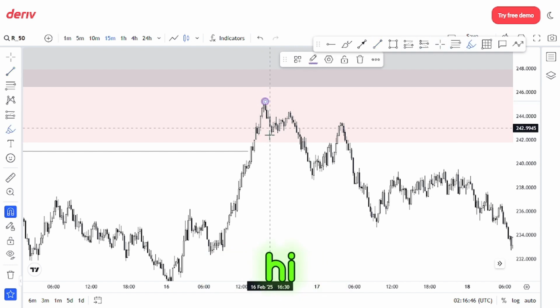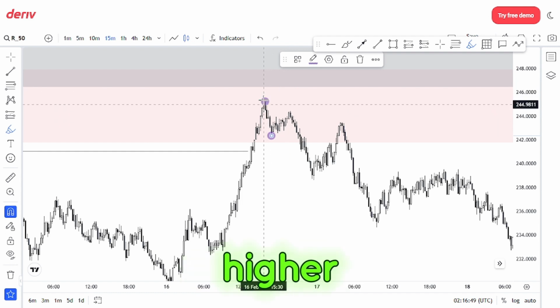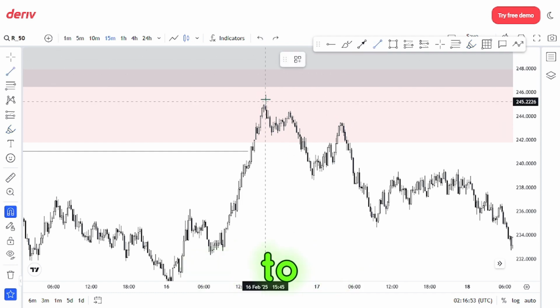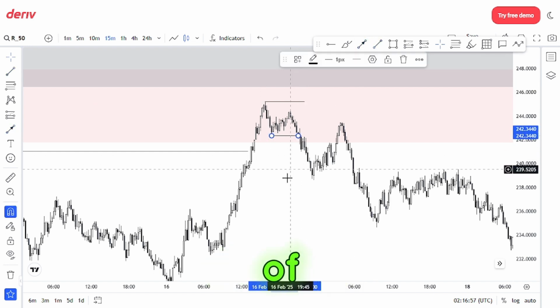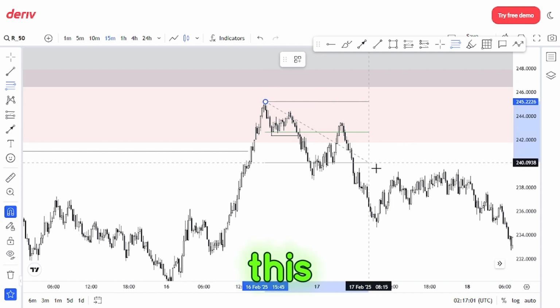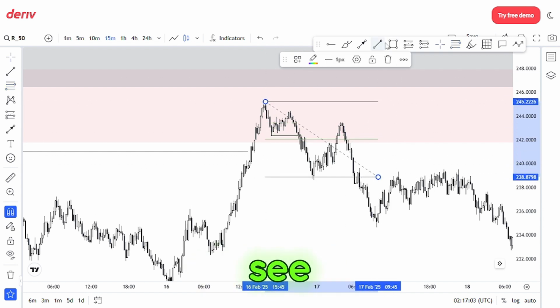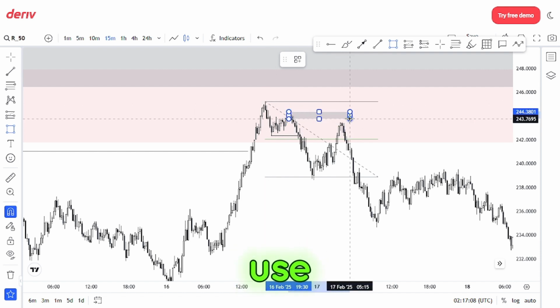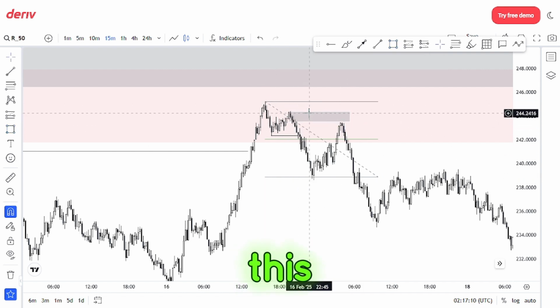So let's say high, low, then we are expecting a higher high to take out this previous high here, but the market failed to break it. As you can see here, failed to break. That means this is a change of character here. So from the high, which is this one, to the low, you can obviously see that there is no way that you can just use this area here. You can also use this one here, as you can see.